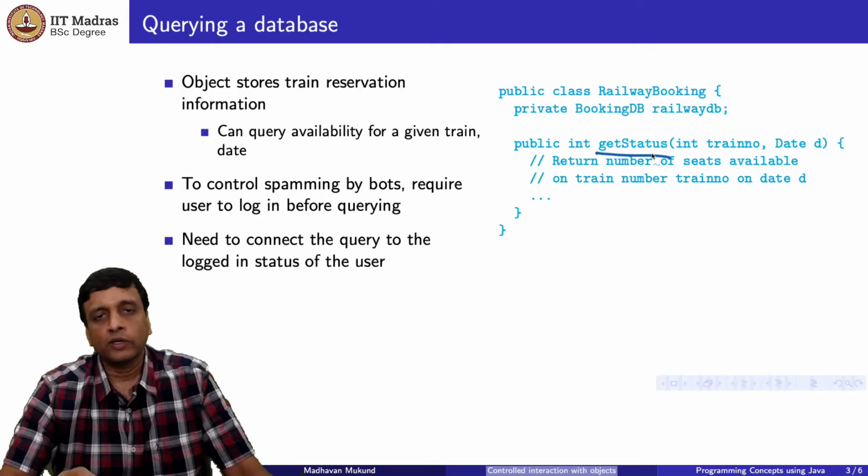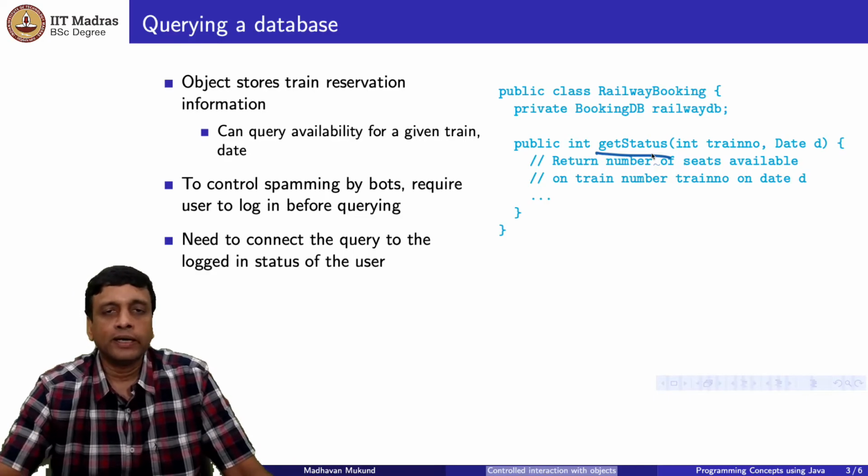So you can store the status of the object, but the status of the object is different from the status of the person using the object. So of course one could create a list or an array or some collection of users who are currently logged in.